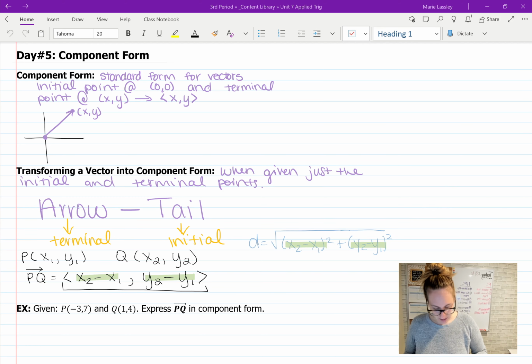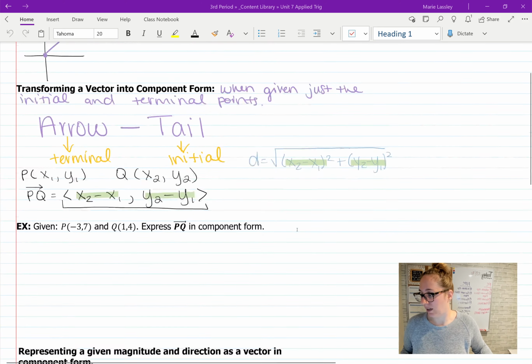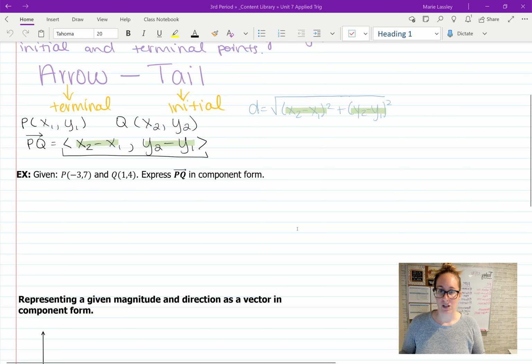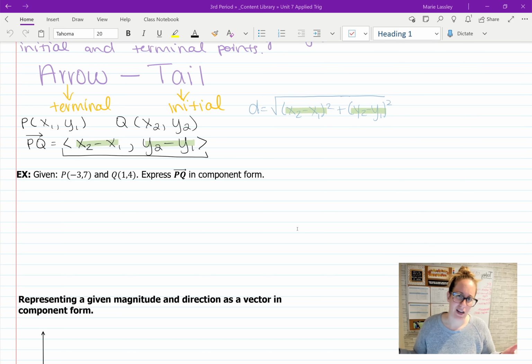Okay, so here's an example that we're going to do really quick. We're given P and Q, and I just picked these letters; they don't really matter. It can be any letter. P and Q are a common one that you'll see with vectors. So P is -3, 7, Q is 1, 4, and it's saying express PQ in component form. The order that they're listing our points is important. It's saying P is the starting point, Q is the ending point, because that's the order.